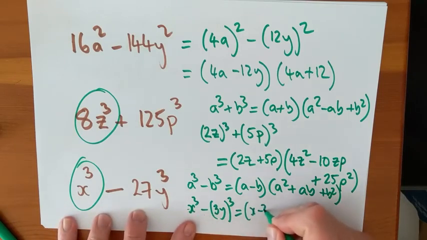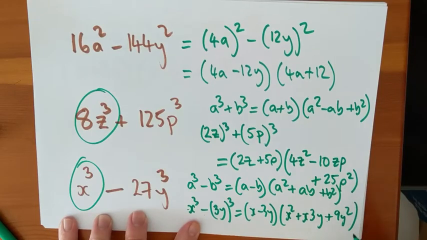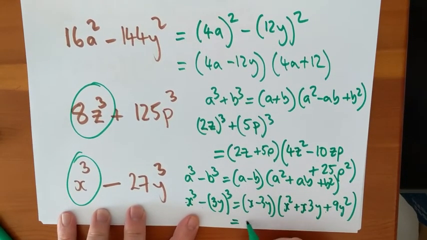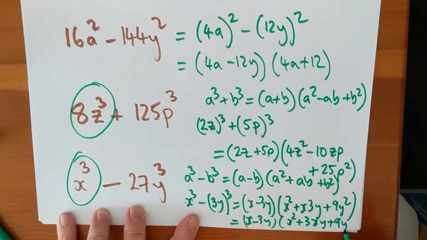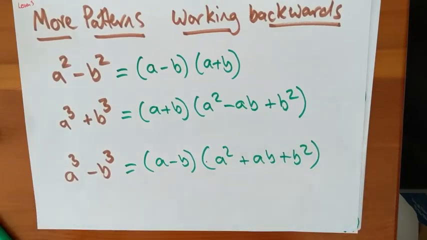So I've got x minus 3y. Following the pattern I've written down here, I've got x squared plus x times 3y. And then b squared would be 3y squared, which is 9y squared. I could probably write that a little bit nicer by saying it's x minus 3y times x squared plus 3xy plus 9y squared. So these three patterns can help us put expressions back into brackets and therefore simplify expressions later on. There's some work for you. Good luck.